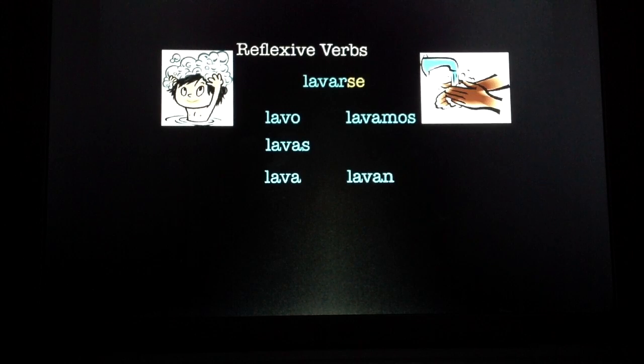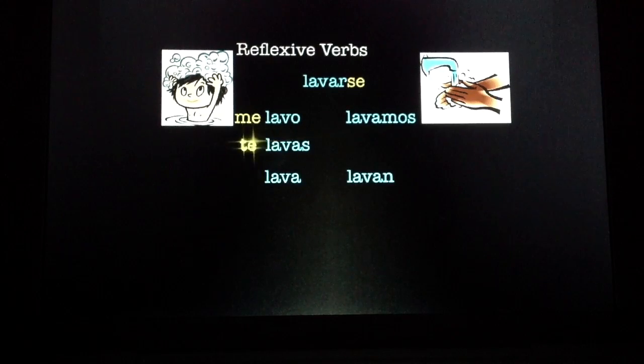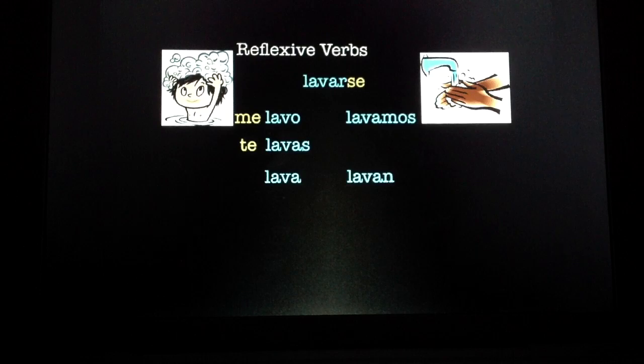In the yo form, we know that I wash is lavo, but that means I'm washing something else. I'm washing the dog, I'm washing the dishes, I'm washing my car. In order to say I'm washing part of me, that se is going to change to me. Me lavo literally means I'm washing me. I'm washing part of myself. So I'm going to be using that if I'm going to wash any part of me. If you're washing any part of you, or if I'm going to say that you're washing your face or you're washing your hands, that se is going to change to te. And again, it goes right in front of the conjugated verb.